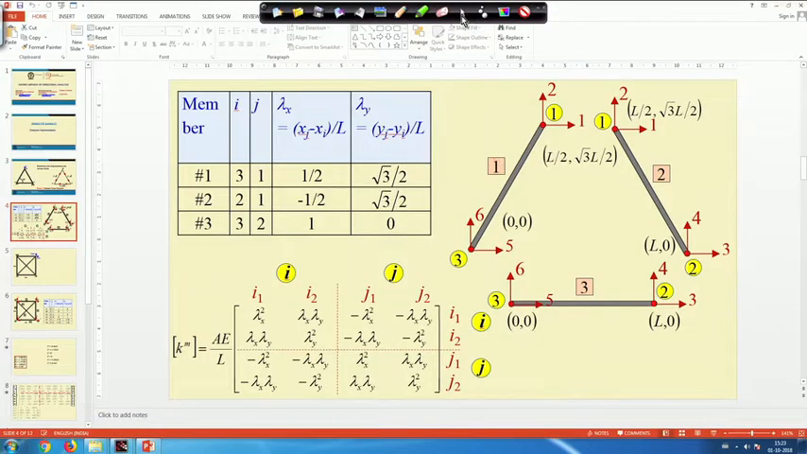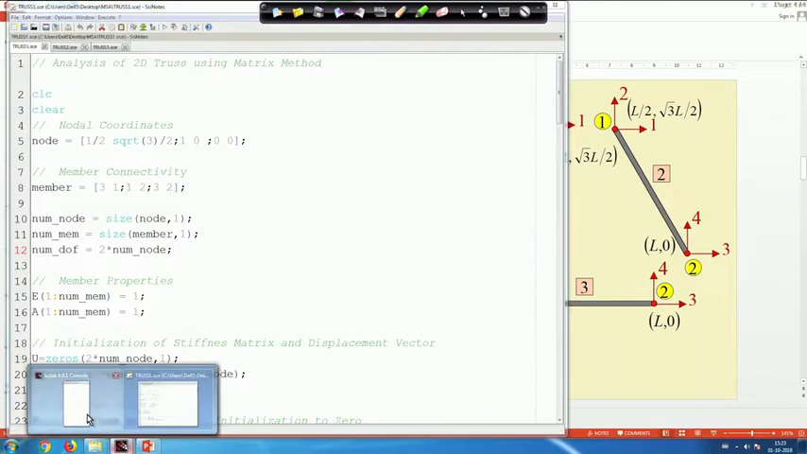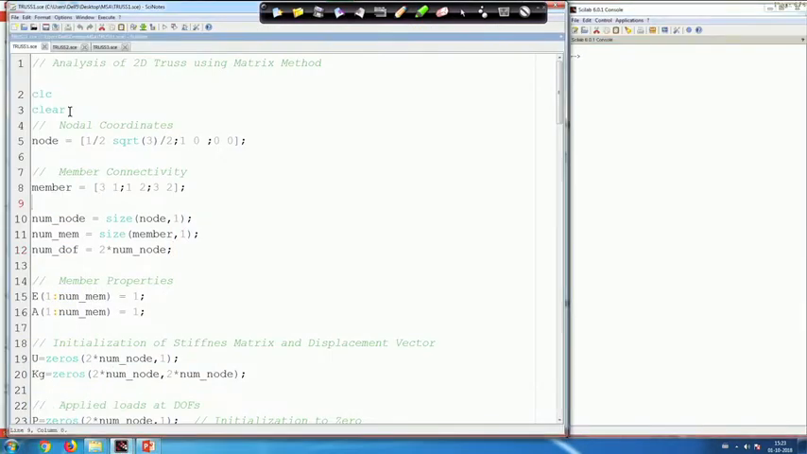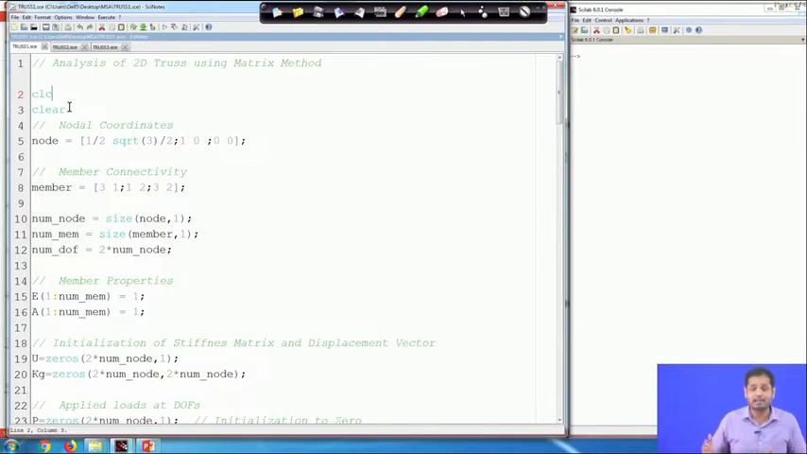So, these are the coordinates of the nodes. This node is 0 0, this node is L 0, this node is this. So, in the computer code, we say clear and clc, which clears the screen and also erases the memory of the previous variables. So, when you say clear, it does not store any variable, all the memory is cleared.